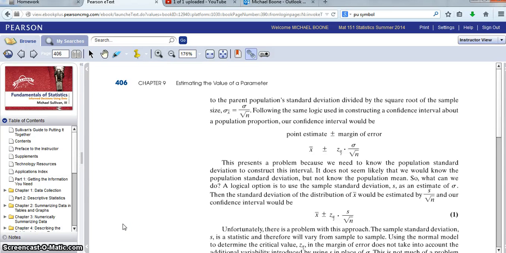Alright guys, Chapter 9, Section 2. Some similar ideas as Section 1. Instead of estimating the population proportion, we're estimating the population mean.